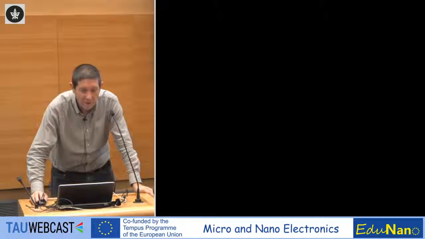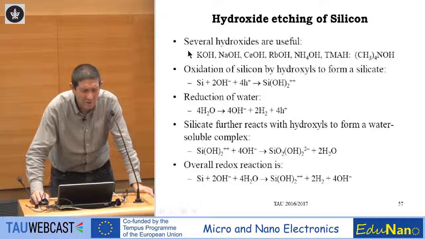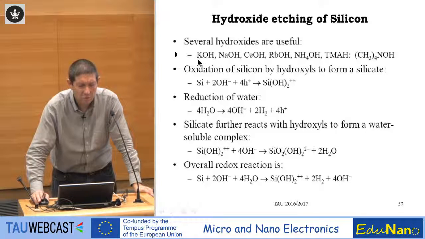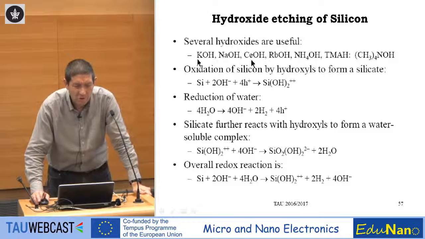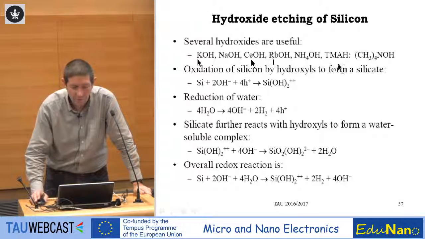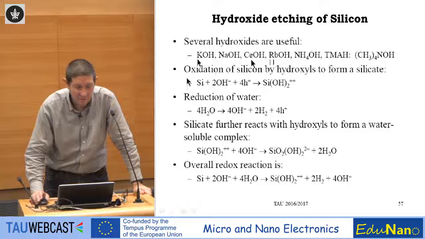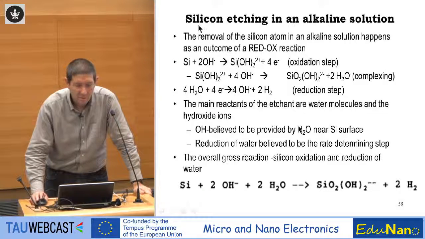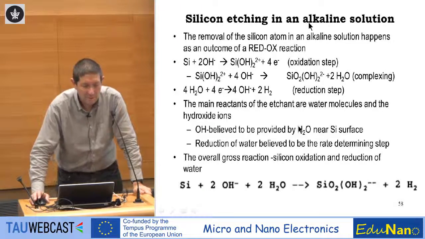So, hydroxide etching of silicon. Now the etchants which give this wonderful anisotropic etching are KOH, NaOH, cesium hydroxide, rubidium hydroxide, ammonium hydroxide, tetramethylammonium hydroxide, all this hydroxide. And these are the chemical reactions. And practically, this is a better slide. I put a few slides.